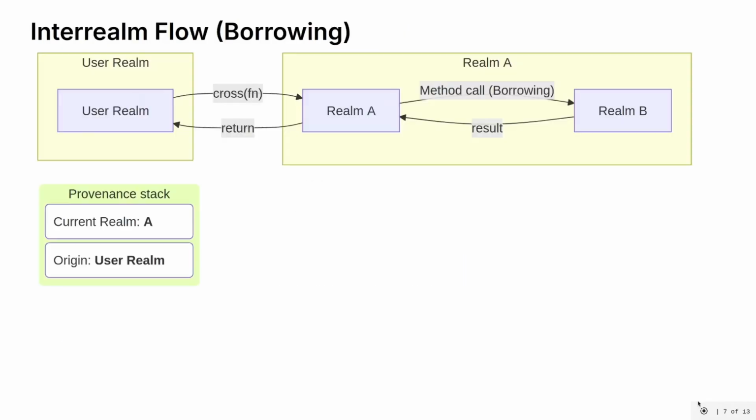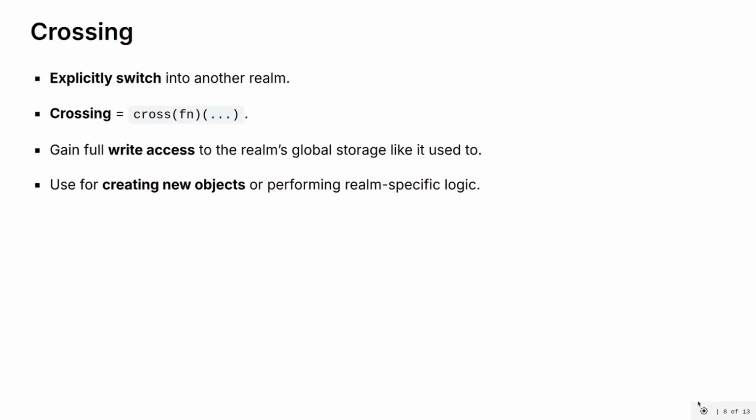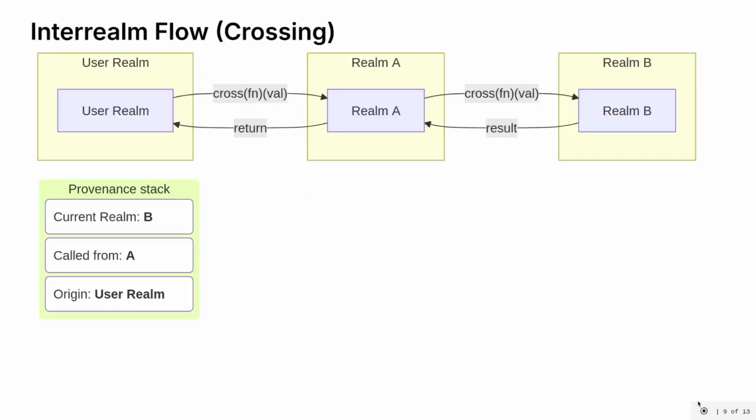Its flow is simple. If you borrow the realm B object, it will be in the realm A scope, and you will only have access to limited storage of realm B. Secondly, you have crossing, which explicitly switches into another realm. With any crossing, you can gain full write access to the realm global storage like it used to be, and it is used for creating new objects or performing realm-specific logic. So if we do any crossing, this time with an explicit syntax, we find back the initial flow.